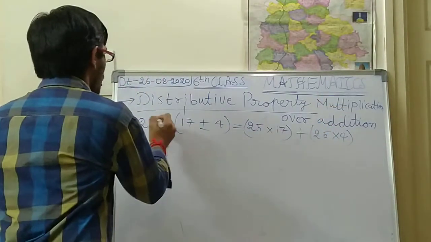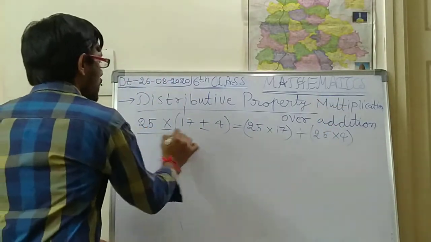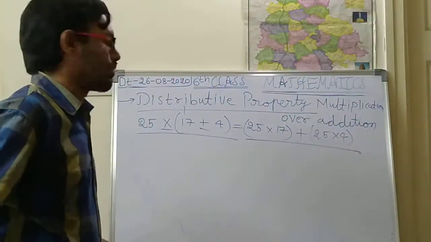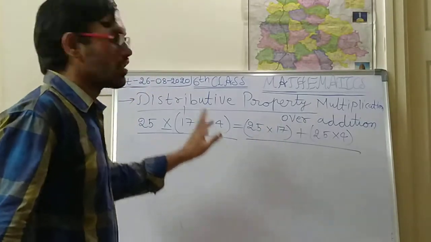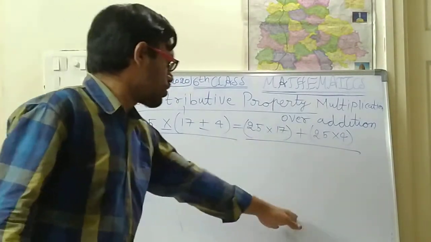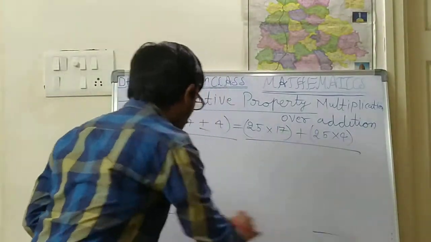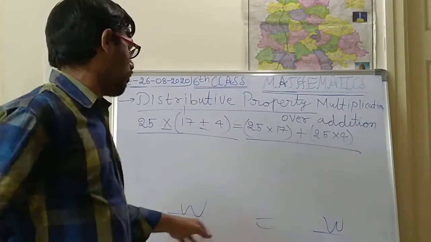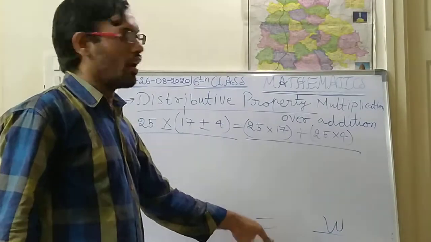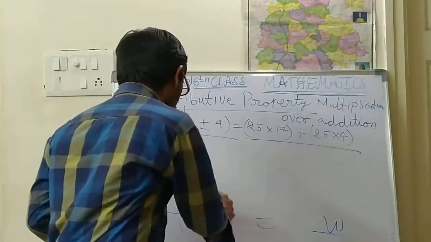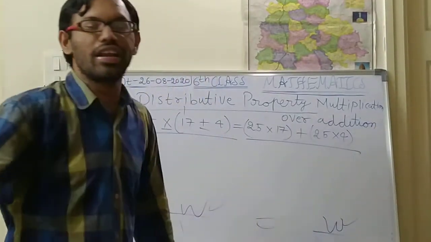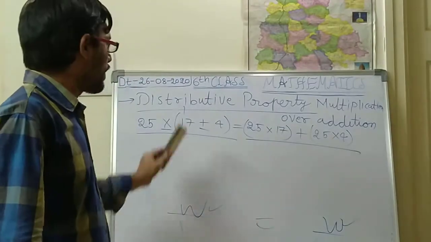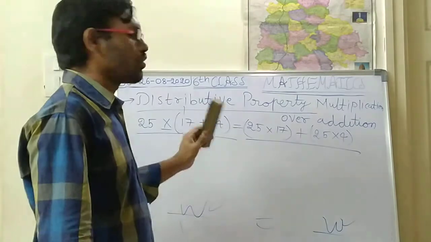After doing this, the result from the LHS part and the result from the RHS part should both be the same answer. Both should be equal first of all, and the two answers should be whole numbers only, not any other number. Like this, this is about the distributive property.